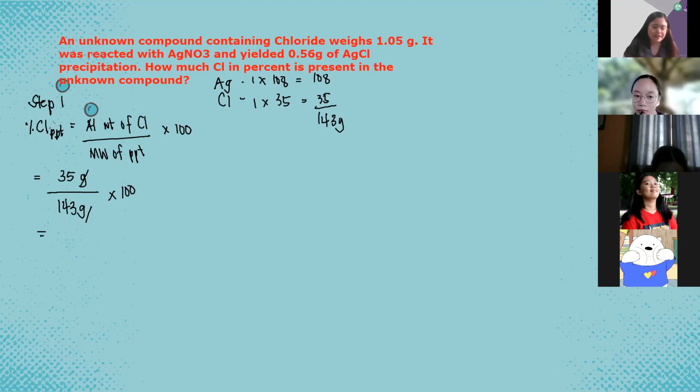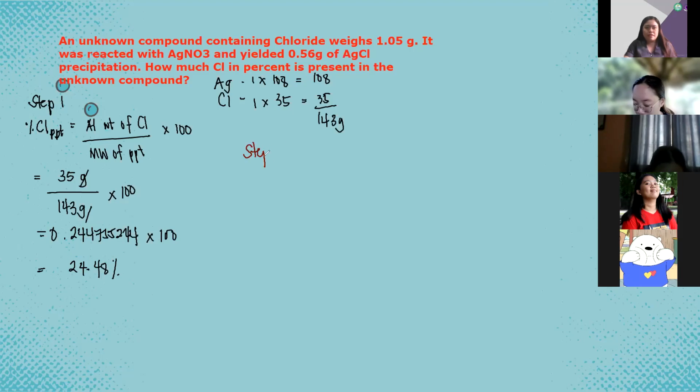35 divided by 143 is 0.244755244 times 100. So this is 24.48%. That's the step 1. Now let's move on to step 2. So step 2, I'll just write it here. Step 2 is now the computation of the mass of chloride.